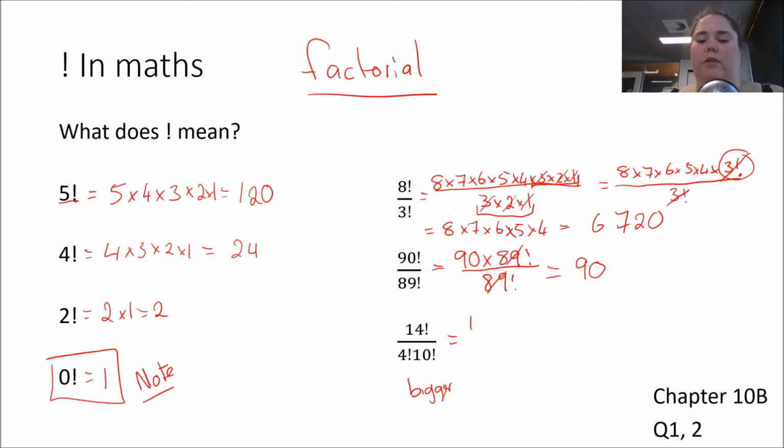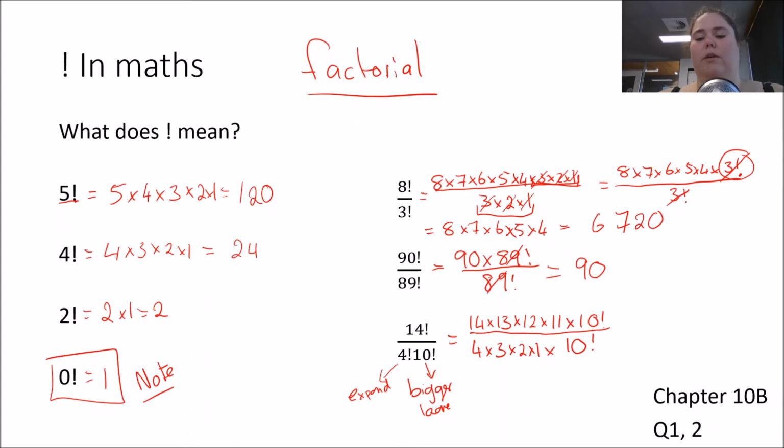So we're going to turn this into 14 times 13 times 12 times 11 times 10 factorial, okay? Then we're going to rewrite the smaller, so expand out the smaller one, but leave the bigger. So we're going to take 4 times 3 times 2 times 1, and then leave the big one as a factorial. And now it's just a cancellation party, so we want to cancel whatever we can.